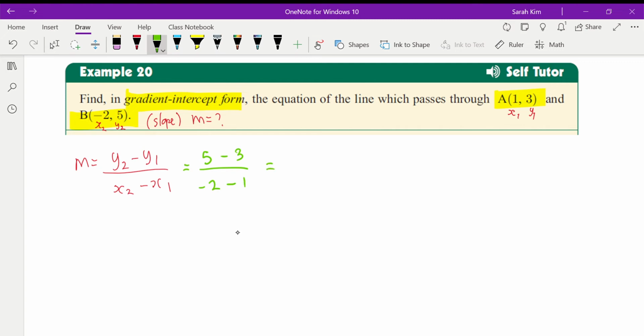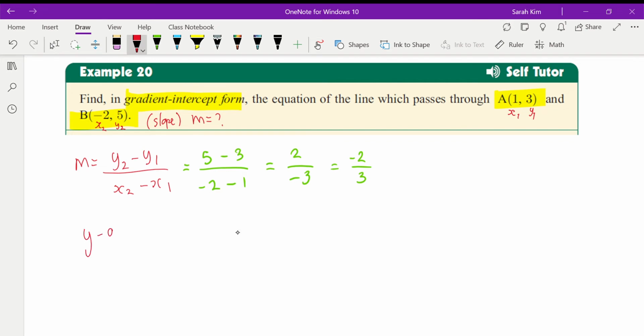So all I have to do is solve it. 5 take 3 is 2, -2 take 1 is -3. Now, remember, I don't like having a negative on the bottom, so I can rewrite this as -2/3. So I've got my m. What I have to do now is, I've got my m, I have 2 points. So technically out of those 2 points, I can just choose one to do this equation.